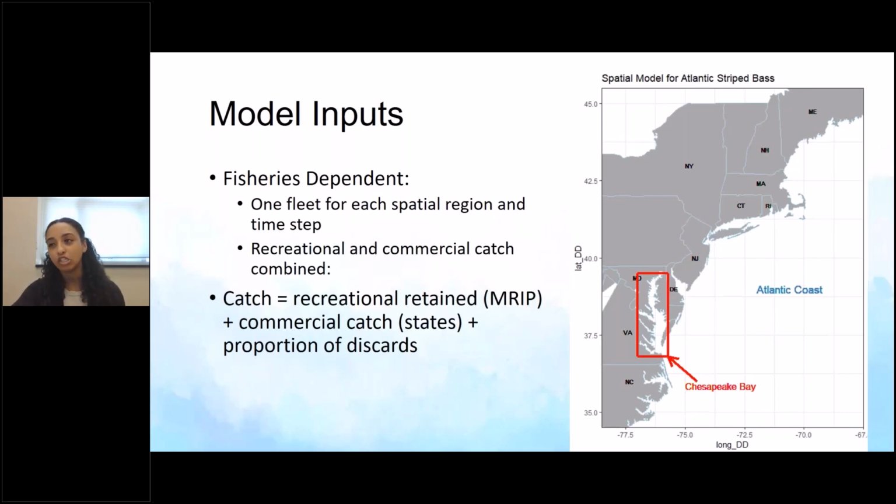Just what that looks like, it's made up of the recreational catch that is retained, and we get that data from MRIP. It also includes the commercial catch that's retained, which we get from the state agencies. And then it also includes some proportion of both of those fisheries that are discarded that we assume have died, and that percentage is dependent on the fishery.